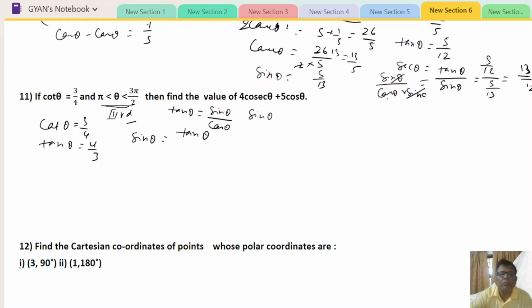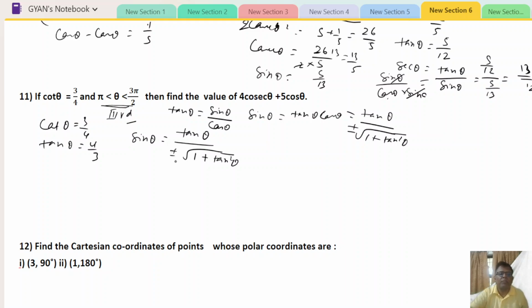So sin theta is equal to tan theta into cos theta, or tan theta by sec theta, which is tan theta divided by root over 1 plus tan square theta. Now, plus minus: sin theta is nothing but tan theta divided by plus minus root over 1 plus tan square theta. You have to select plus or minus. Sin theta is in the third quadrant.